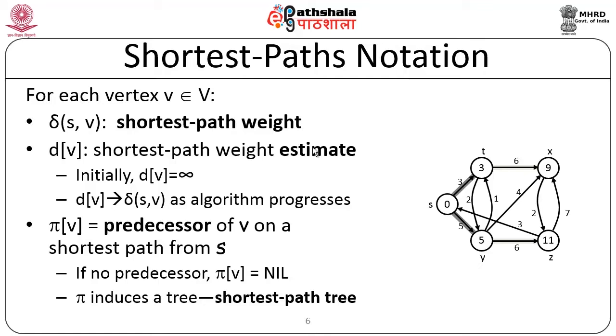So, you are doing an estimate and starting with the worst case of infinity and trying to move towards the actual one. Then we have pi of v, which is a predecessor of v, that is a vertex v, on a shortest path from S. Suppose you have S, A, B, C, then pi of v for A is S, for B is A and so on. If there is no predecessor, for example the source, the pi of that source will be equal to nil, and the pi induces a tree which is the shortest path tree.